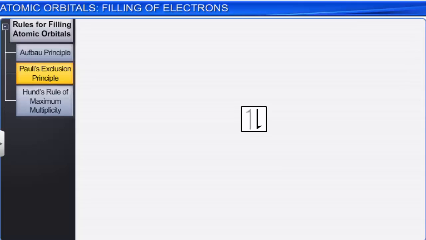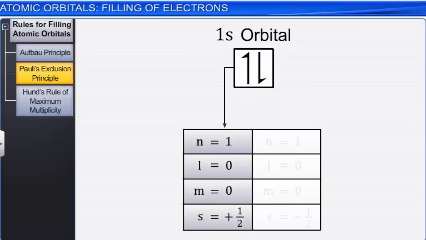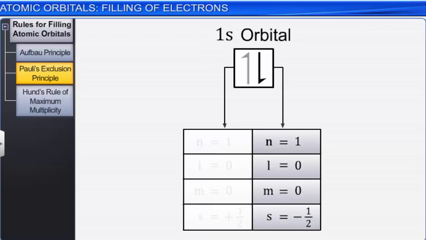Let us write the values of 4 set of quantum numbers for 2 electrons in one s orbital. As shown here, the values of n, l, m and s for the first electron are 1, 0, 0 and plus half. The values for the second electron are 1, 0, 0 and minus half. This shows that the 2 electrons have the same values for n, l and m, but different values for s.